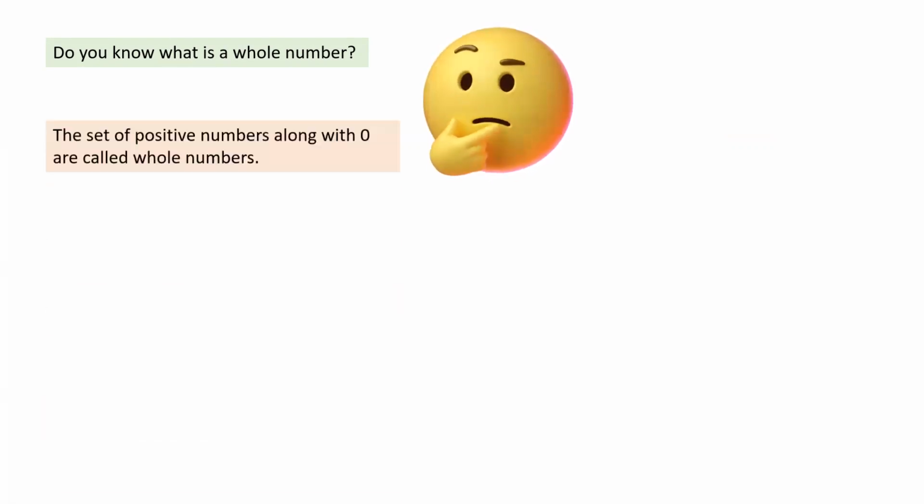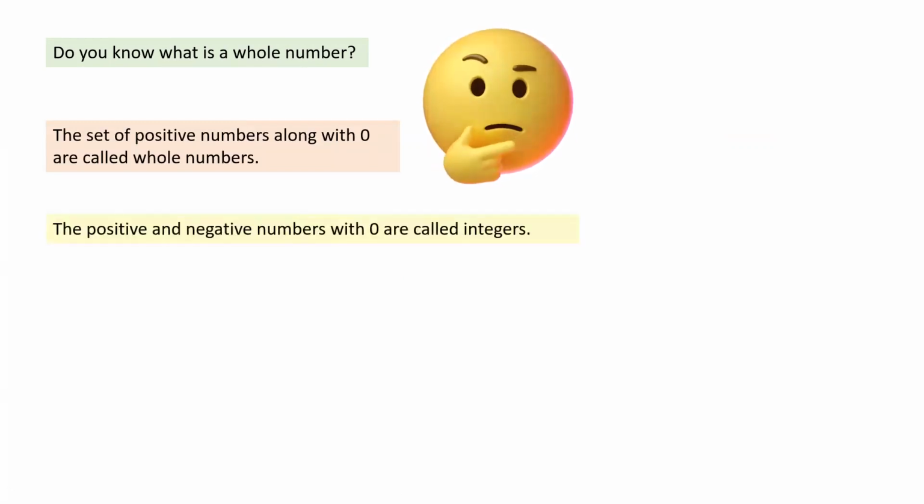Firstly, do you know what is a whole number? Think about it. Yes, the set of positive numbers along with zero are called whole numbers. So what is an integer? The positive and the negative numbers with zero are called integers. So I hope you were able to understand the difference between whole numbers and integers. Positive numbers with zero, yes, it is whole numbers. Positive and negative numbers with zero are called integers.